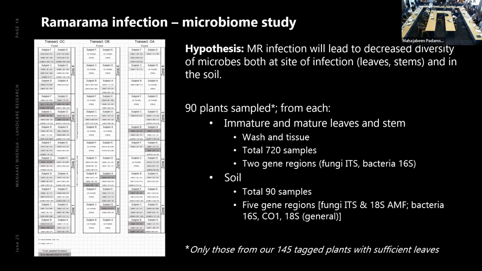From our 145 plants, there are about 90 that we decided could afford to donate a few leaves to this project without dying. And from each of those, we took a leaf wash to look at microbes on the surface of the leaves, and then we also looked at leaf tissues, so microbes from within. This came to a total of 720 samples, and we looked at 2 gene regions for that. And in the soil from surrounding those same 90 plants, we looked at 5 gene regions.